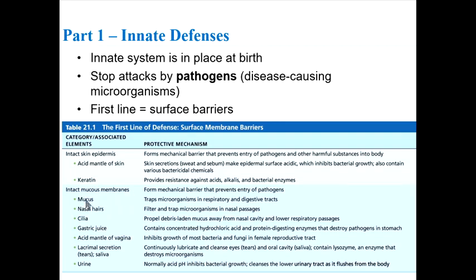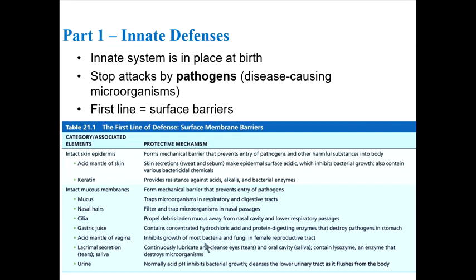For example, mucus, which traps microorganisms. Nasal hair traps them in the nasal passages. Cilia will sweep debris from the lower respiratory passages back up to the nasal cavity. Gastric juice is acid in the stomach, which destroys pathogens. The acid mantle, it's referred to as, just like on the skin, in the vaginal tract as well, inhibiting growth of microorganisms.